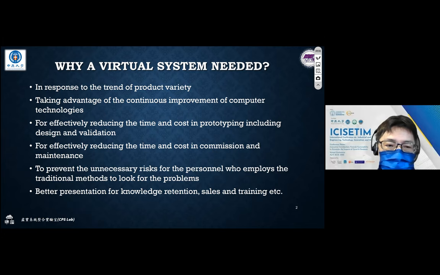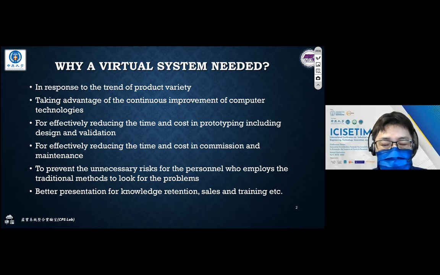And the third point is that we need to effectively reduce the time and the cost in prototyping, including design and validation. Because before we design a system, I think most of the time we spend is on developing a physical prototype, but a virtual system can be designed first. So of course we can reduce the cost. This is very important. And later on, if you want to modify it, it will be easier for the engineer or even the technician to find out the problem or the causes of some unexpected results.